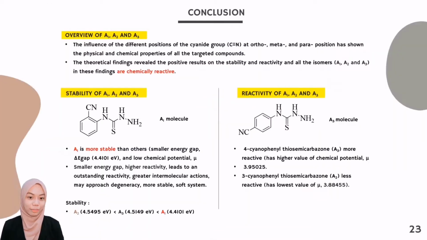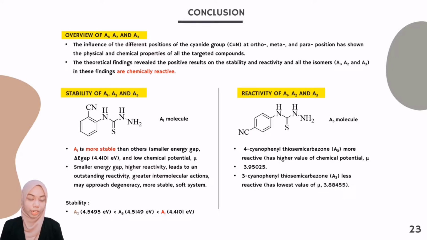In conclusion, the influence of the different positions of the cyanide group C≡N at ortho, meta, and para positions has shown its effect on the physical and chemical properties of all the targeted compounds. The findings reveal that all the compounds are chemically reactive. It was found that 3-cyanophenylthiosemicarbazone, denoted as A1, has greater reactivity than the others. The UV-Vis supports this finding, showing an intense absorption at 268, which is a pi to pi star transition.